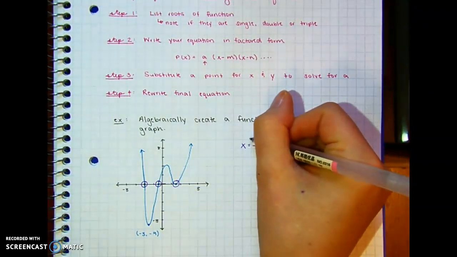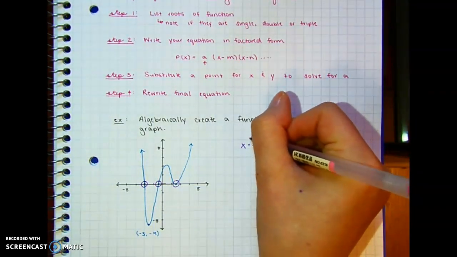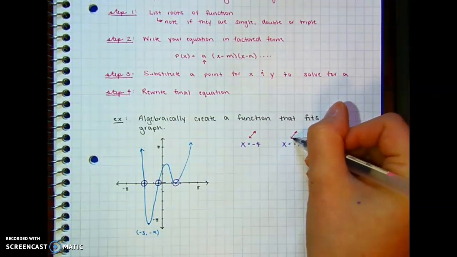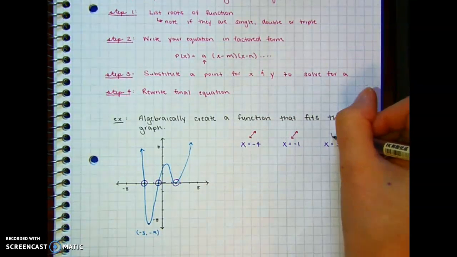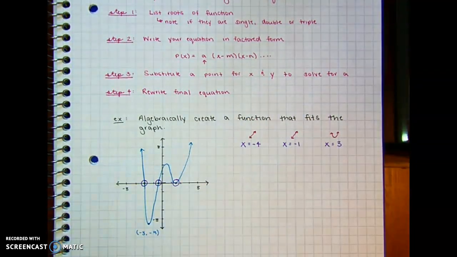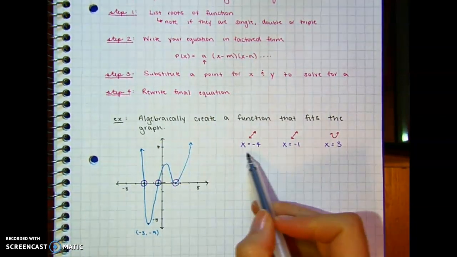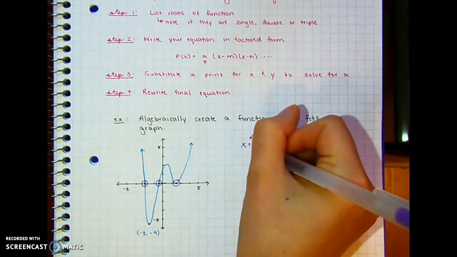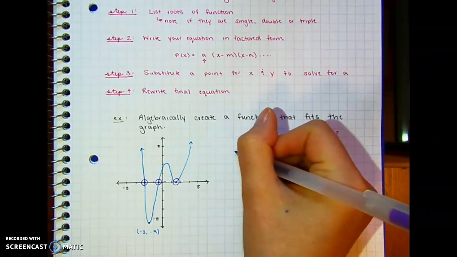So this is going straight through, right? This is going straight through, and this is bouncing off. So we have a single and a double, and that's going to help us determine the exponent. Now we want to write this in factored form, so we need to turn each of these into factors. You can just add it to the other side, so it's equal to 0.